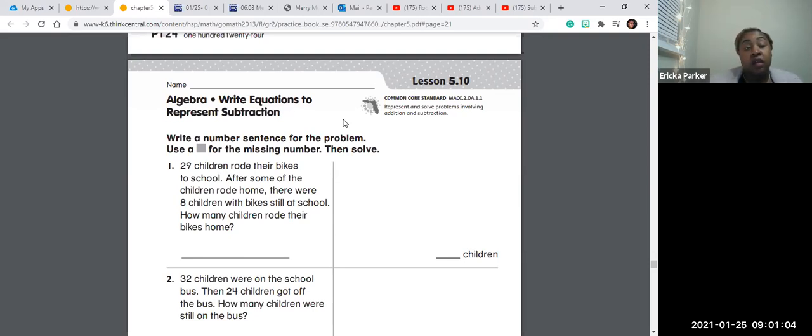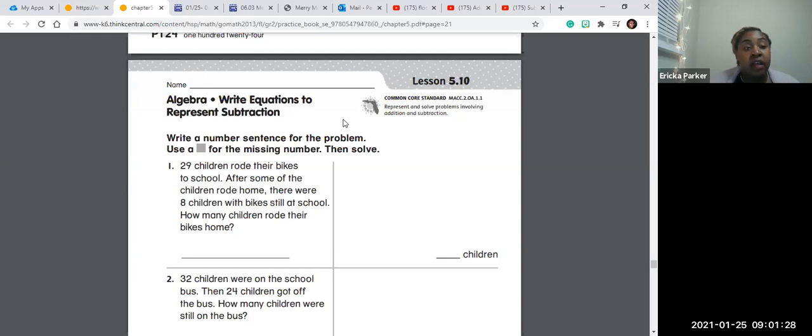I want you to listen. Close your mouths, open your ears. Zip your lips, open your ears. 29 children rode their bikes to school. After some of the children rode home, there were 8 children with bikes still at school. How many children rode their bikes home?